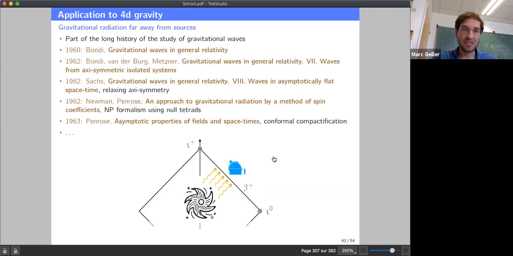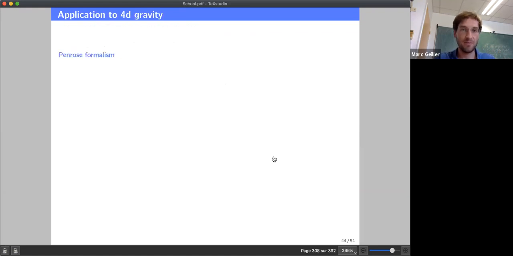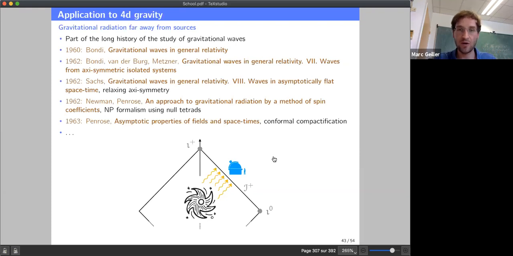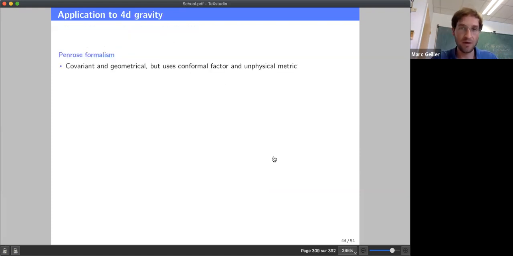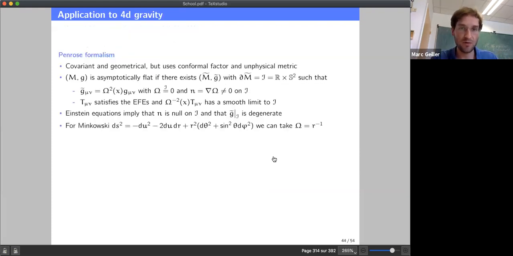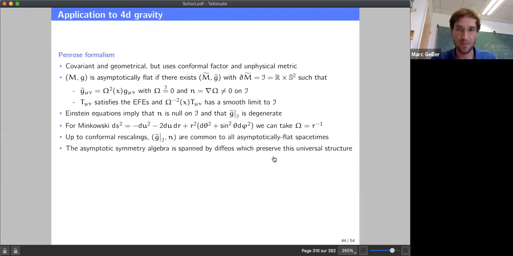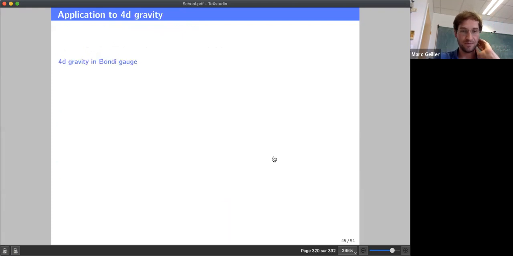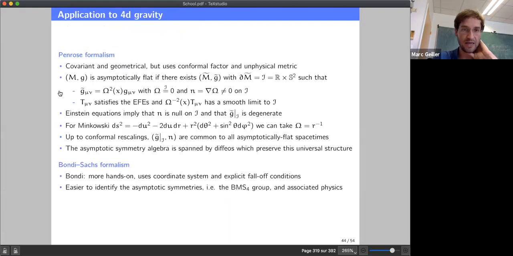So I just want to contrast very briefly the two formalisms so that you know that these two formalisms exist and that at least they are related. And I will only give a few details on one of the formalisms, namely the Bondi formalism. So I skip very quickly over the Penrose formalism. I invite you to read this maybe later. But what I just want to mention here is that maybe I flash all the slides.